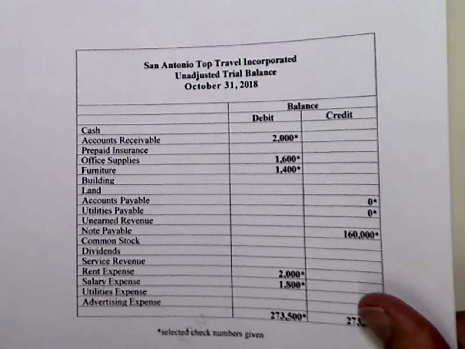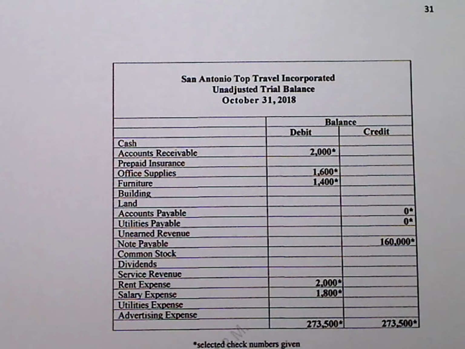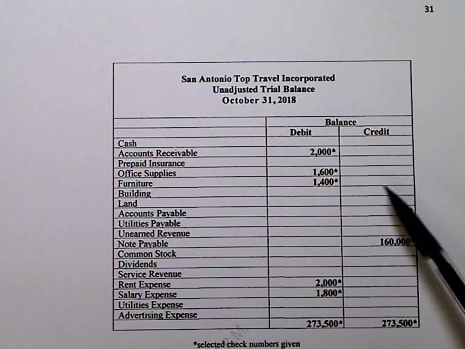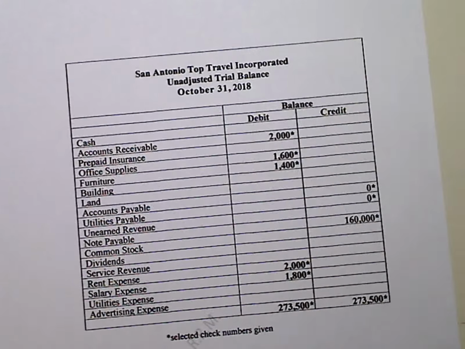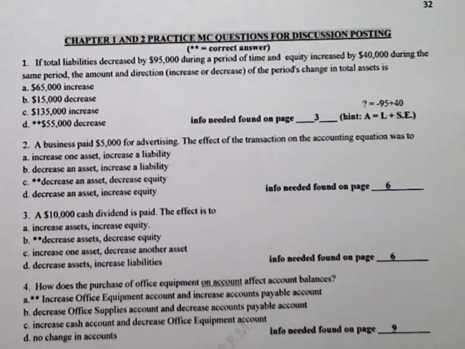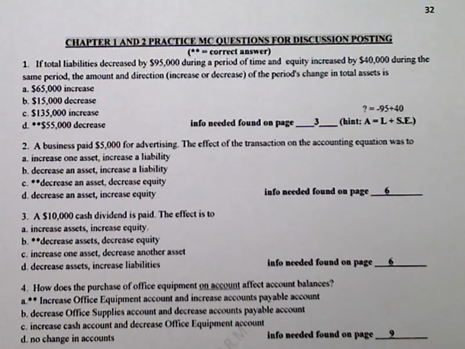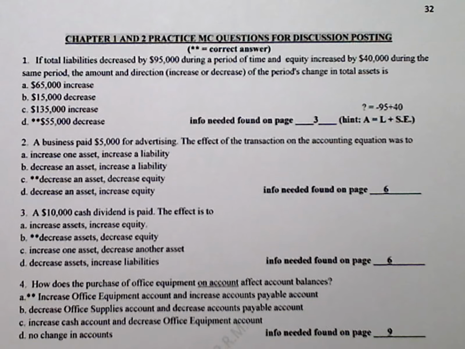And of course, an unadjusted trial balance. I've given you some check numbers. If you do it all the way through, if you hit these numbers, then you know that you're in pretty good shape. Now the multiple choice questions that follow are on page 32. If you read through the syllabus and the Guide to Success, you know that you can expect to see similar, not exactly, similar questions on the exam. And so it's important.